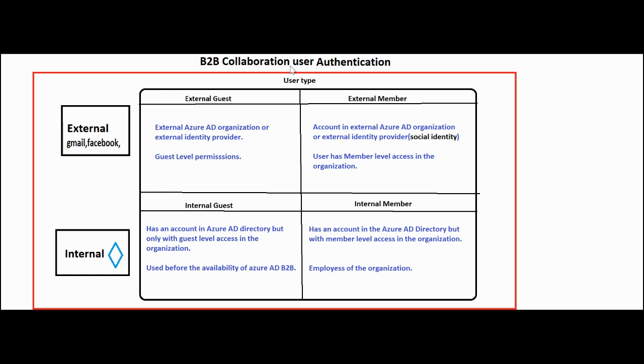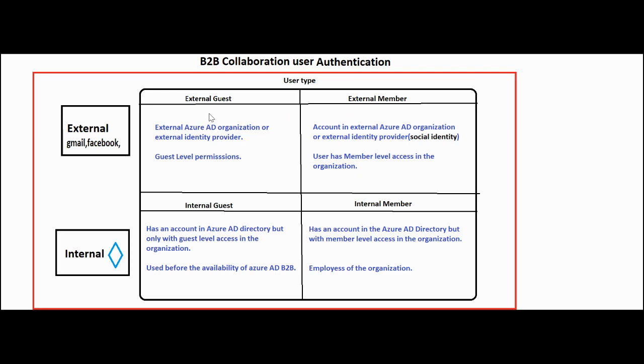And in this video, we are going to discuss how B2B collaboration users authenticate based on their relationship to your organization. So the user type may be an external guest, external member, or internal guest. Based upon the user type, we are going to discuss how they are going to authenticate. So we have two types: the external user and the internal user. For the external, it's the external guest and the external member.